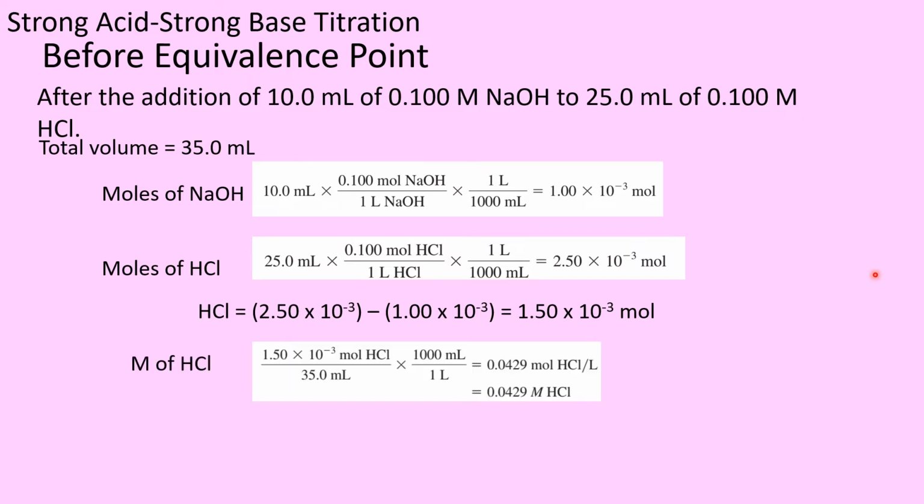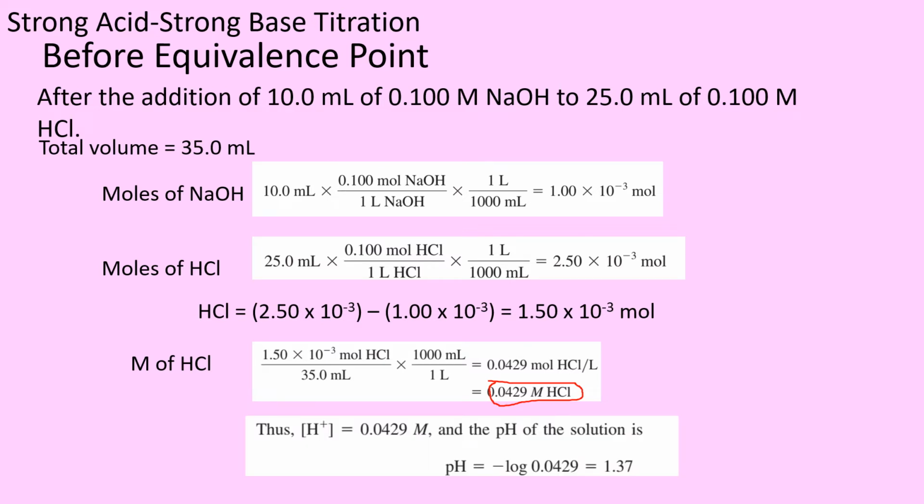After this, we can calculate the molarity, or the concentration, of hydrochloric acid, and we will be able to get 0.0429 molar hydrochloric acid. Since this is a strong acid, this will also be the concentration of the hydrogen ions in the solution. Now we can calculate the pH, and we will simply use the equation pH equals negative logarithm of hydrogen ion concentration, and so we will be getting 1.37 as our pH before equivalence point after the addition of 10 ml titrant into our acid. So that is how we calculate the pH before equivalence point.